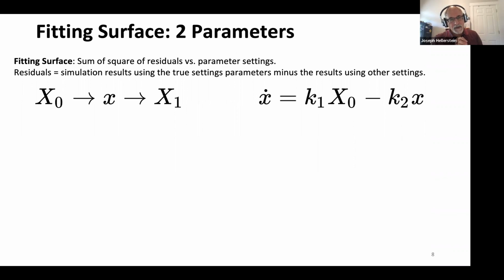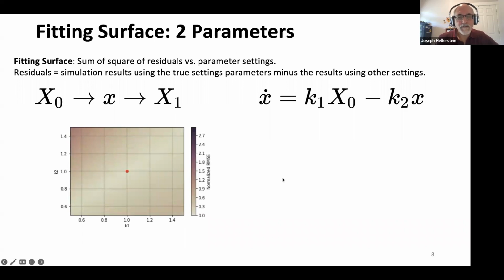So let's take a look at what a fitting space actually looks like. Here's what happens if you do the simulation of this over many different values of K1, K2. What I'm calculating here are the residuals, actually what's called the sum of squares of the residuals, and some people will do the square root. I'm actually doing the square root as well. If you run into the acronym RMSE, the root mean squared error, that's what that is. It's the sum of the square of the residuals, and you take the square root.